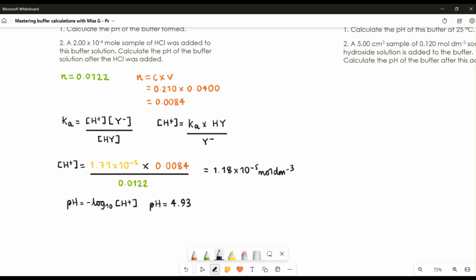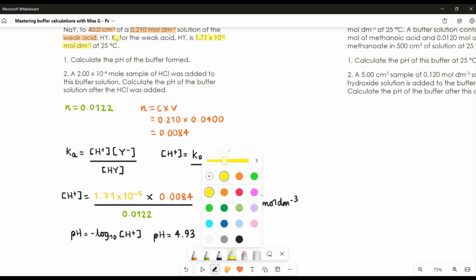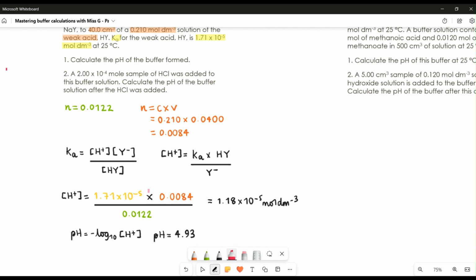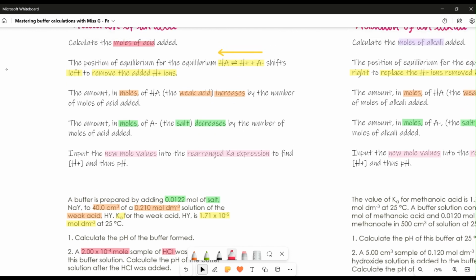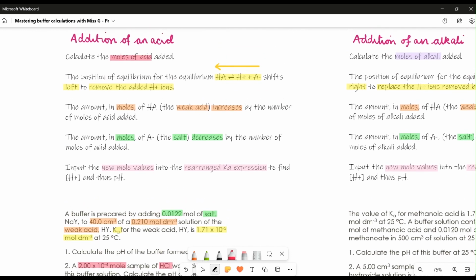So now we're going to come on to the focus of this video, which is what now happens to this buffer when I add, as it says in part 2 of the question, 2 times 10 to the minus 4 moles of hydrochloric acid. We now have to calculate the pH of the buffer solution after that acid has been added. So I'm just going to very quickly scroll back up to what I need to be doing. So I need to work out the moles of acid that have been added. They've given us the moles already in the question, so that's great.